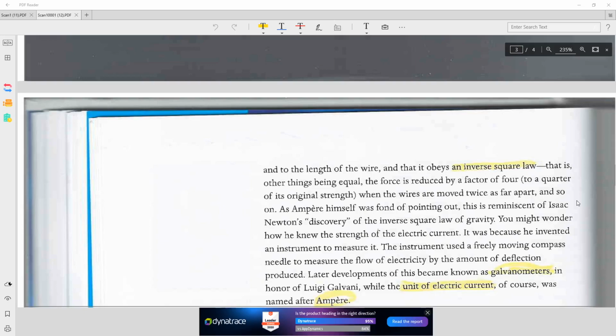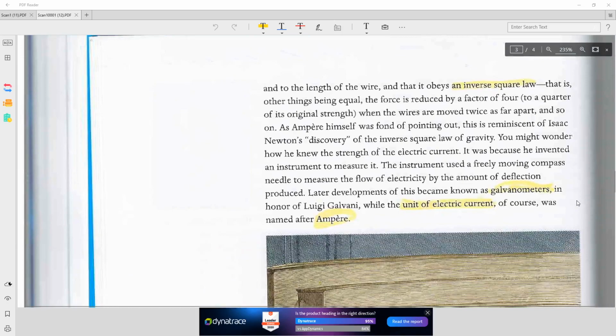That is, other things being equal, the force is reduced by a factor of 4 to a quarter of its original strength when the wires are moved twice as far apart, and so on. As Ampere himself was fond of pointing out, this is reminiscent of Isaac Newton's discovery of the inverse square law of gravity. You might wonder how he knew the strength of the electric current. It was because he invented an instrument to measure it.